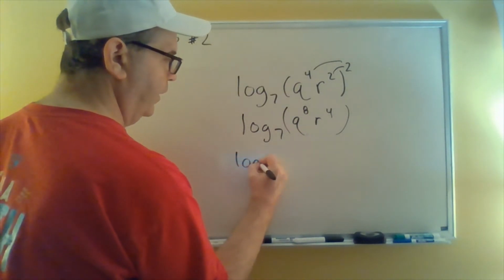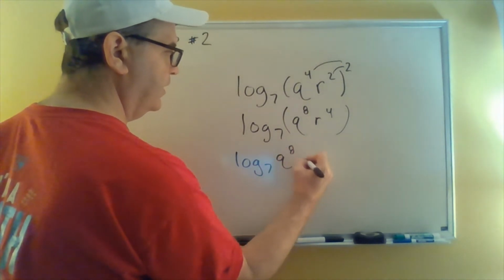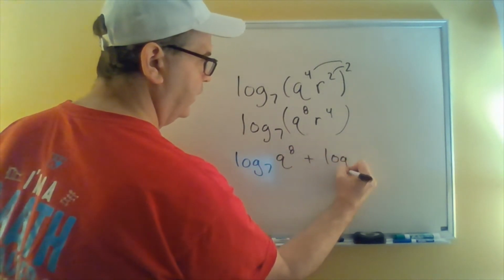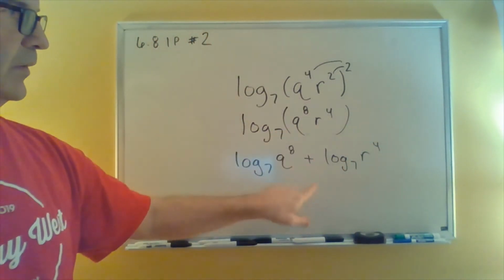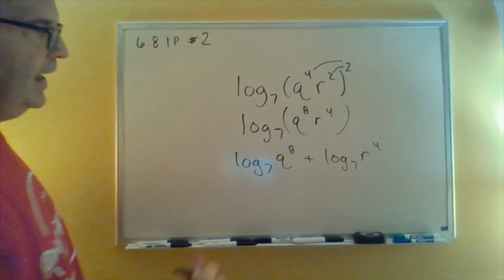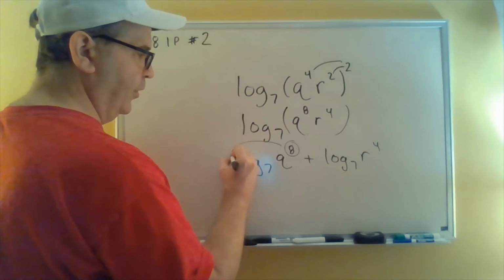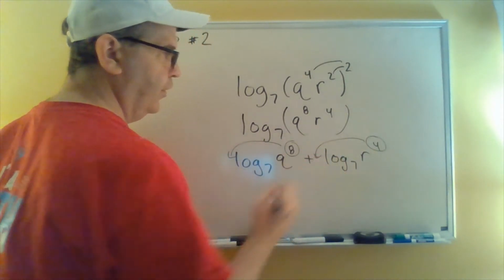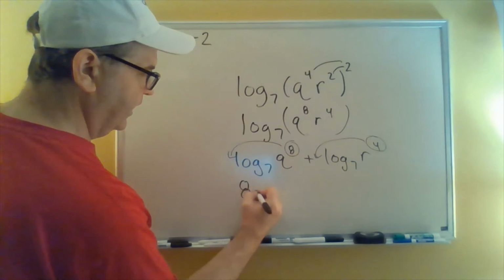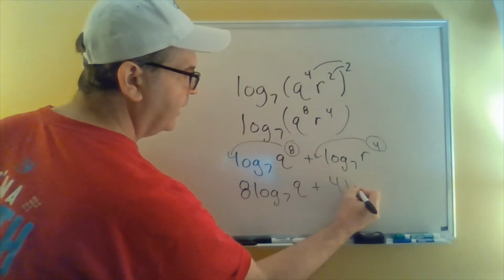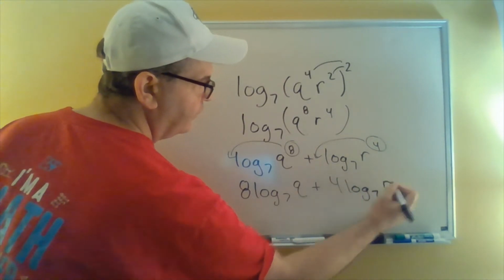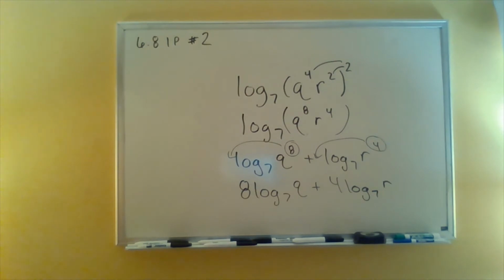I will get log base 7 of q to the 8th plus log base 7 of r to the 4th. Remember, using the product property, we can take this multiplication problem and split it apart with an addition sign. Now I can use the power property. I'm going to take these exponents and move them out front of their logarithm. So I will end up with 8 times log base 7 of q plus 4 times the log base 7 of r. And that becomes my answer to number 2. 8 log 7 of q plus 4 log 7 of r.